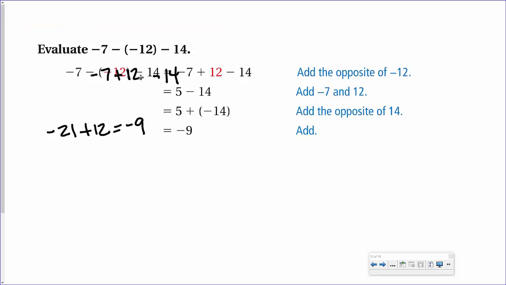So evaluate this one here, if we look here. So I usually rewrite this, and I'll put down -7 plus, because negative and a -12 is plus 12. And then minus 14. And if I look here, I'm going to combine the two negatives together, and I'll have -21 plus 12. And when I do that, I get -9 as my answer. So just another way to do this here.